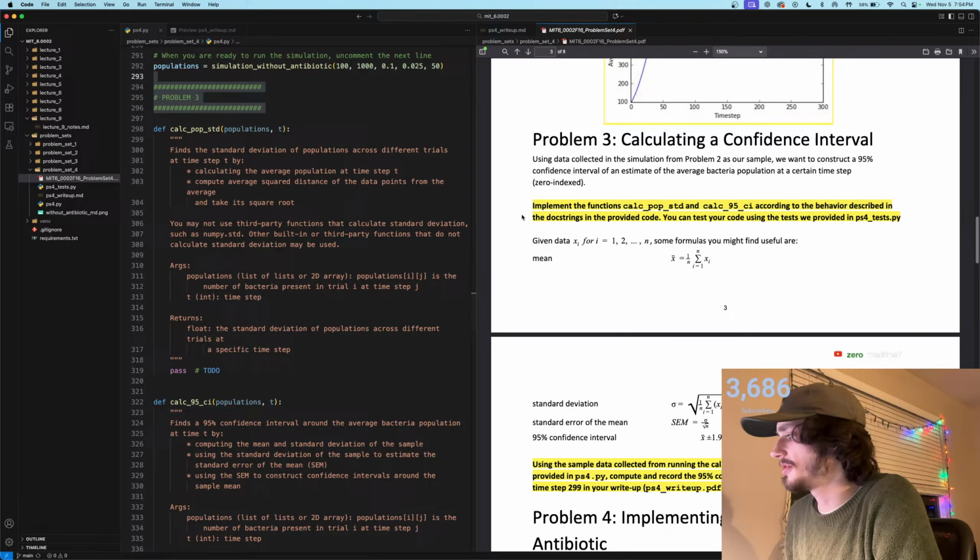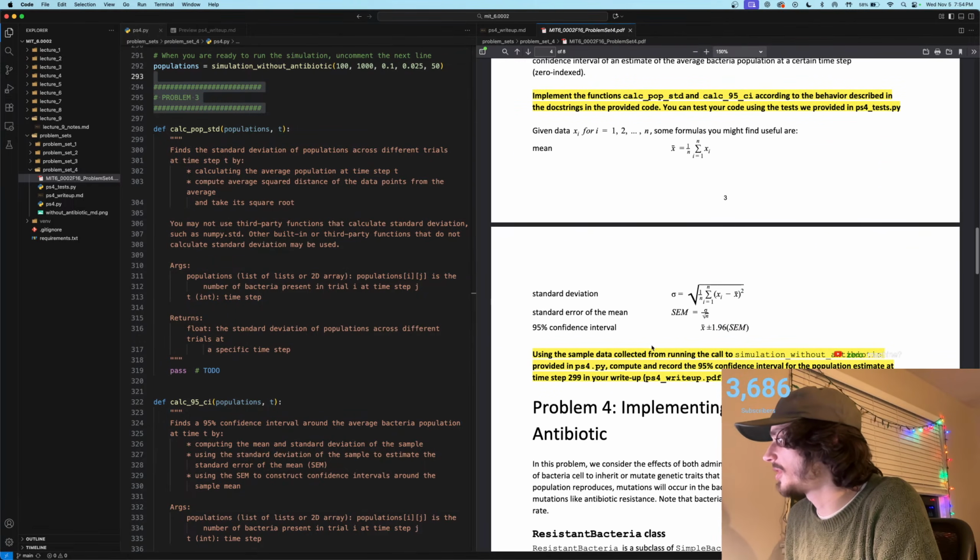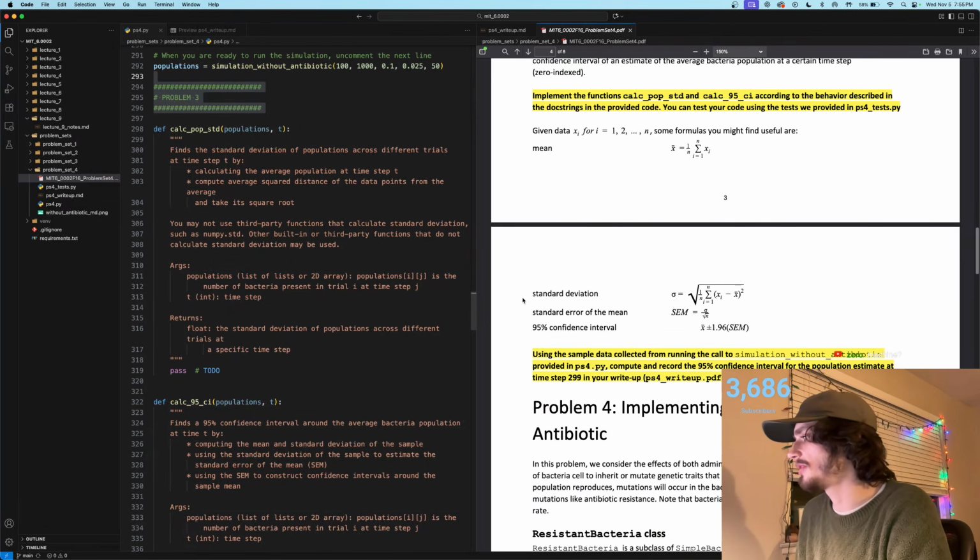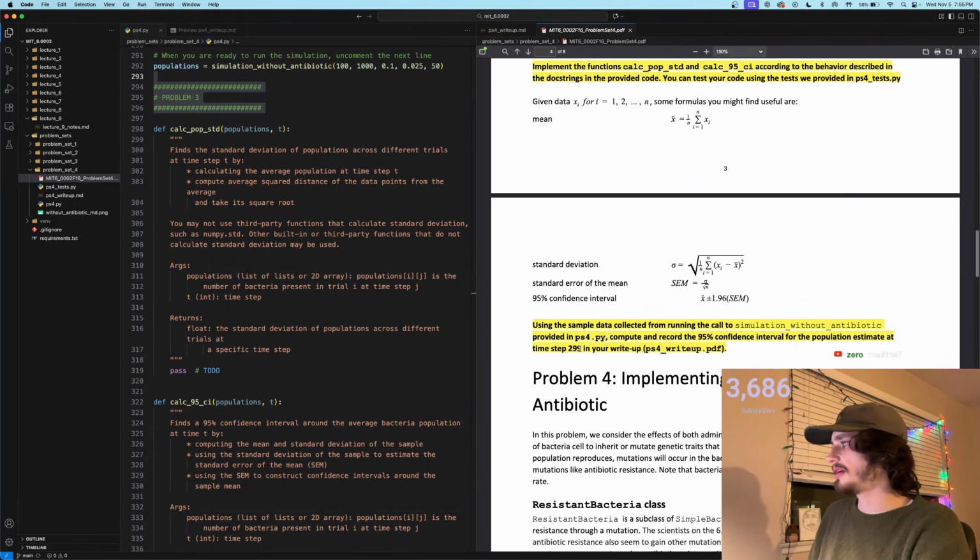So let's go ahead and do this. Using the sample data collected from running the call to simulation without antibiotic providing pset4.py, compute and record the 95% confidence interval for the population estimate at the time step 299 in your write-up of ps4writeup.pdf. Okay, so it wants the time step 299.